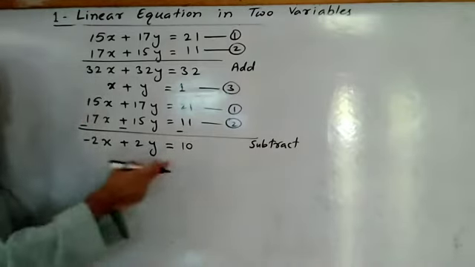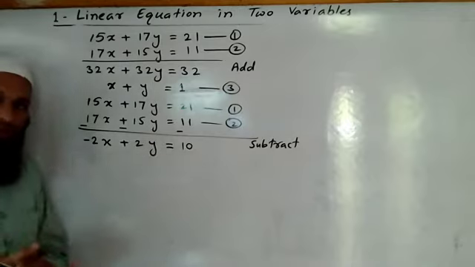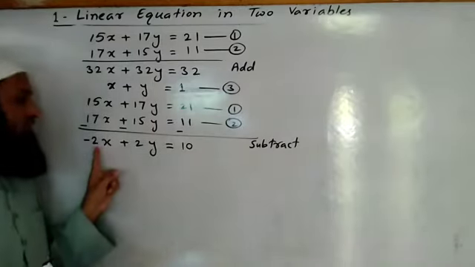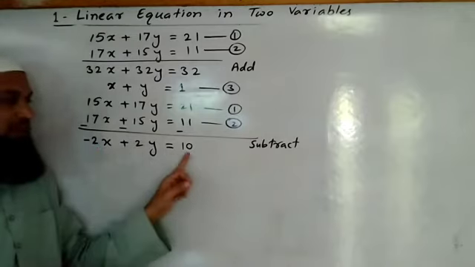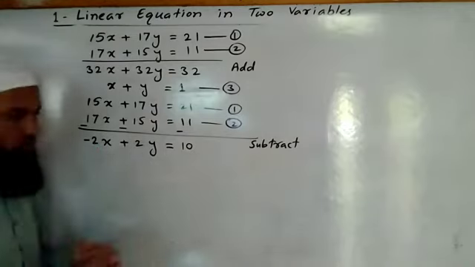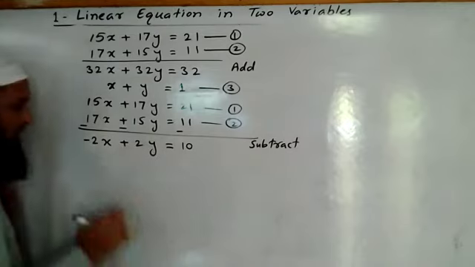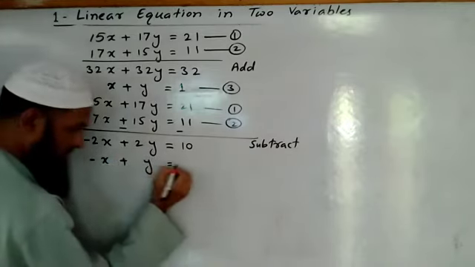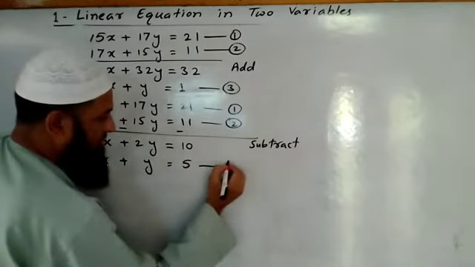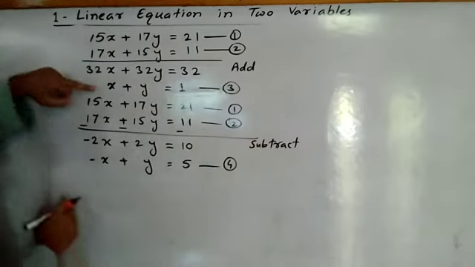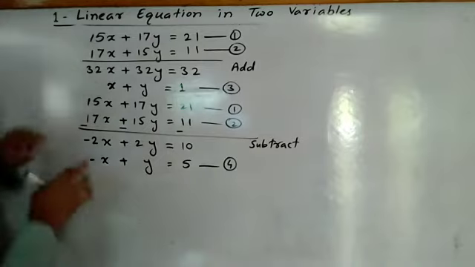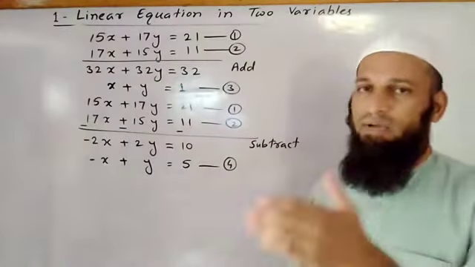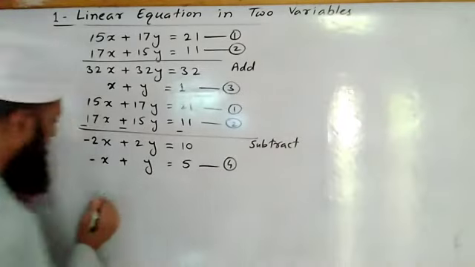Now you see these, all the coefficients are divisible by 2. This number is divisible by 2, it is divisible by 2, it is also divisible by 2. So we will divide it by 2. So we get minus x plus y is equal to 5, equation number 4. Now see equation 3 and equation 4. These are very simple equations. We can very easily solve and we'll get the values of x and y.